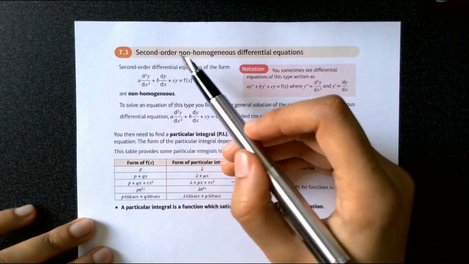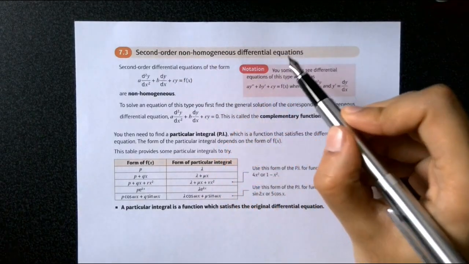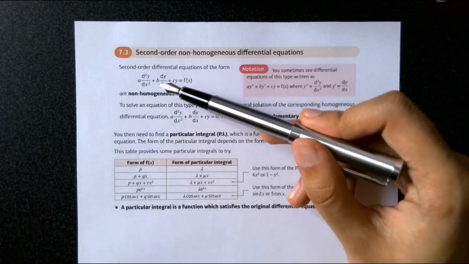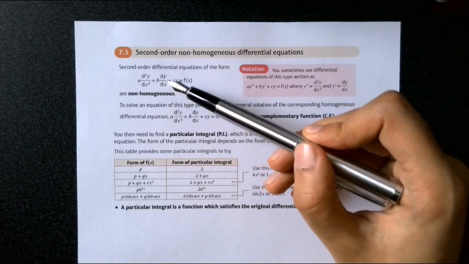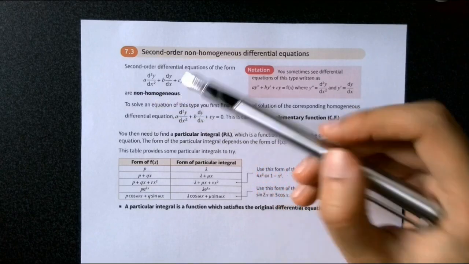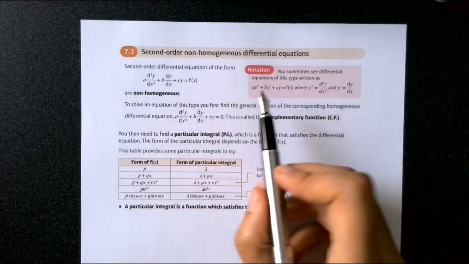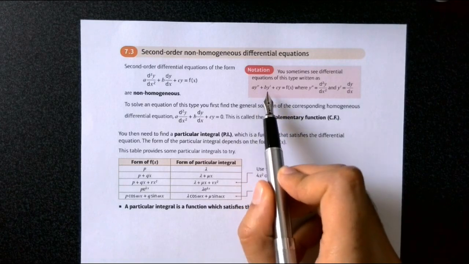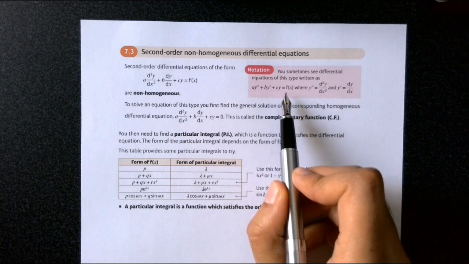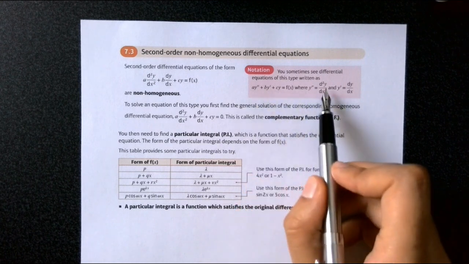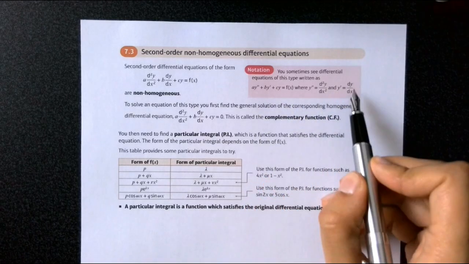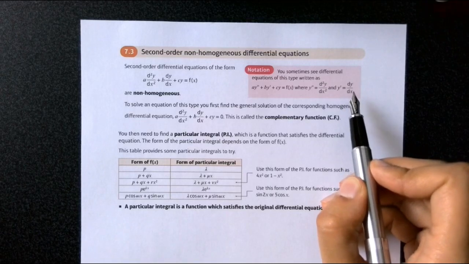7.3 Second order non-homogeneous differential equations. Now, second order differential equations of the form a d squared y over dx squared plus b dy over dx plus cy equals f of x are non-homogeneous, and we can rewrite this equation as a times y double dash plus b times y dash plus cy equals f of x, where y double dash is the second derivative with respect to x and y dash is the first derivative with respect to x.